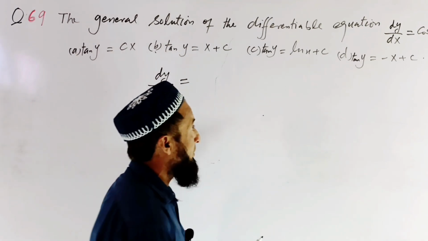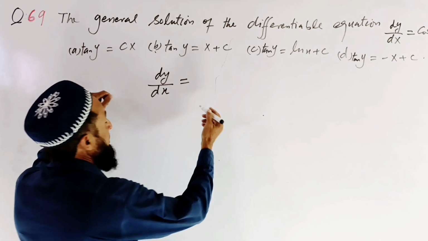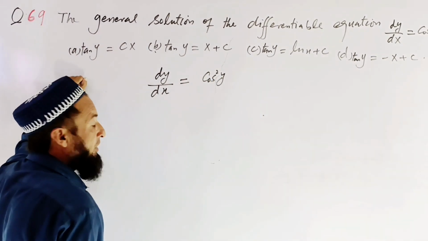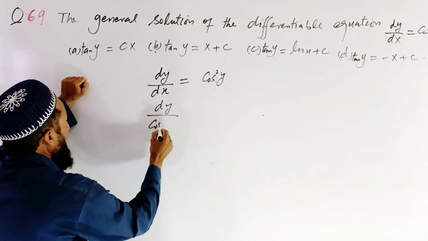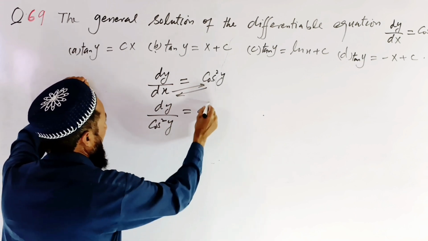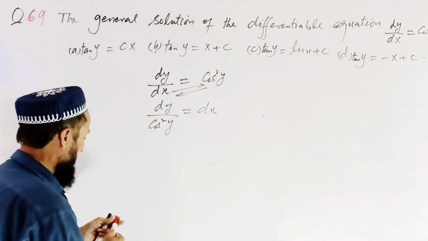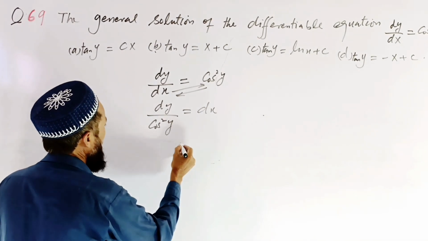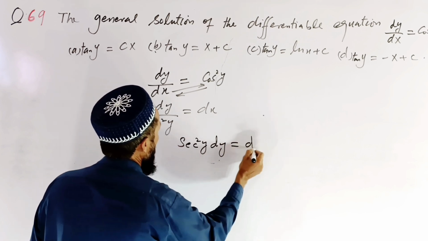Next, it is given that dy by dx is cos square y. So what is the solution? Dy by dx is equal to cos square y. Now we separate the variables: dy by cos square y, we change here, and dx changes here. So this will be dx. Now we can also eliminate these terms. As we know that 1 over cos is secant, we can write secant square y dy is equal to dx.